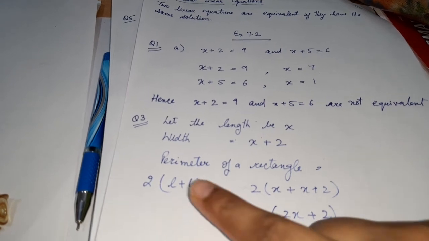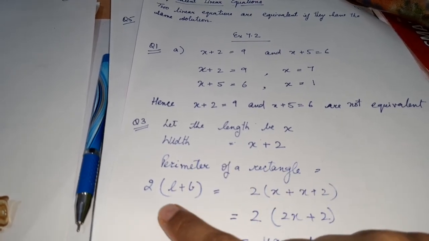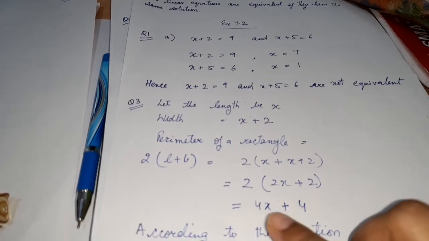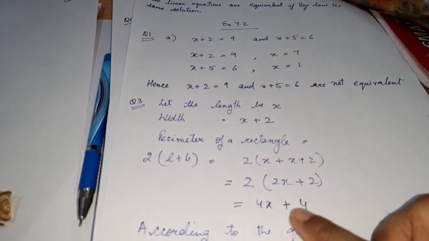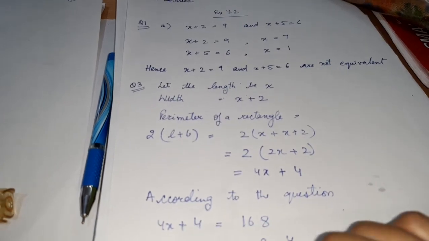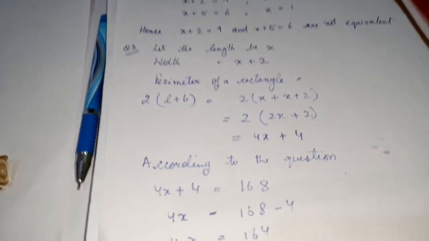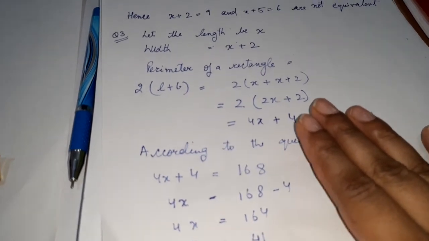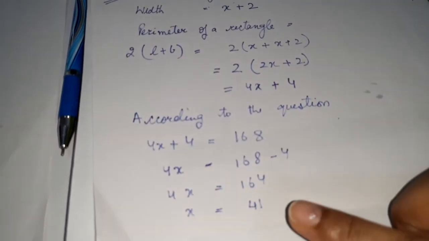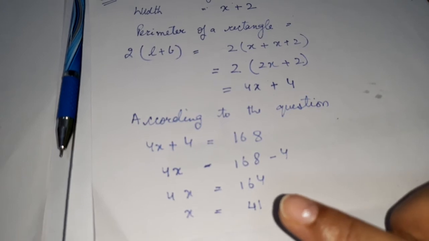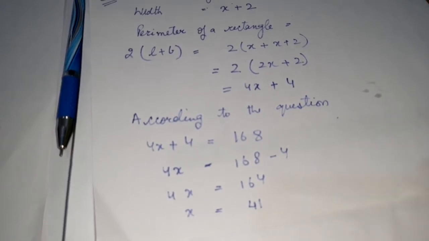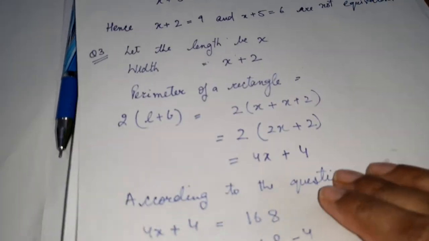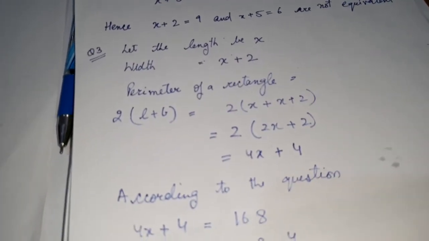So that is why. Now the perimeter of a rectangle is 2 times length plus breadth. So 2 times x plus x plus 2. So it is 2 times 2x plus 2, 4x plus 4. Now according to the question, 4x plus 4 is equal to 168. We will use the transposition method and we will get x is equal to 41. So length is equal to 41 and breadth is equal to 43. Right. So this is how we solve linear equations.